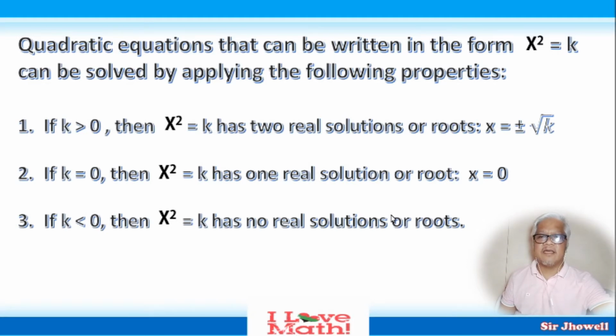And lastly, if k is less than 0, then x squared equals k has no real solutions or roots. So, ang sagot naman dito sa property number 3 ay magiging imaginary roots. So, panghahawakan natin itong tatlong properties na to in solving quadratic equations in the form x squared equals k. Ready na ba kayo? If yes, let us have a sample.